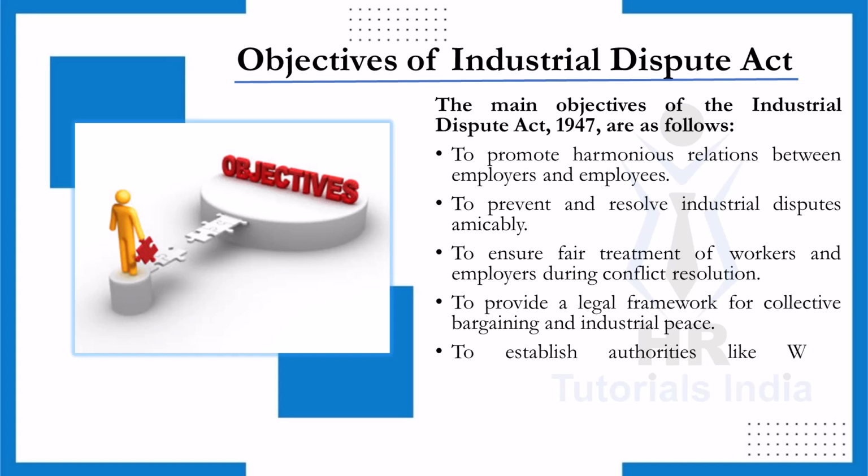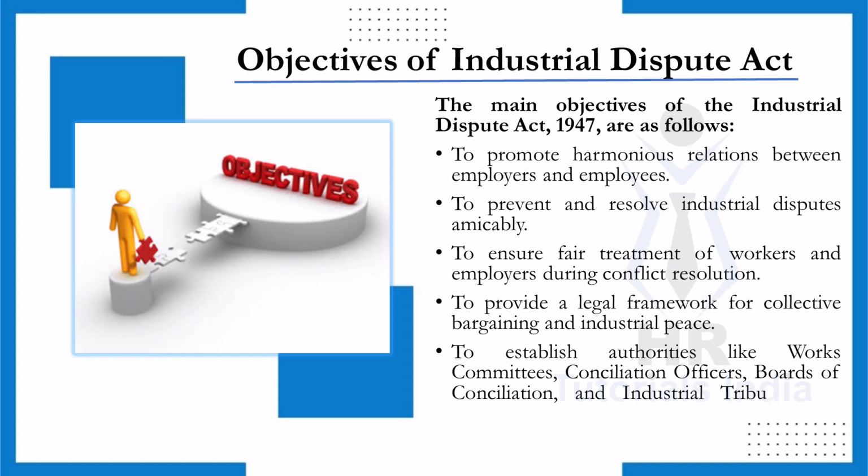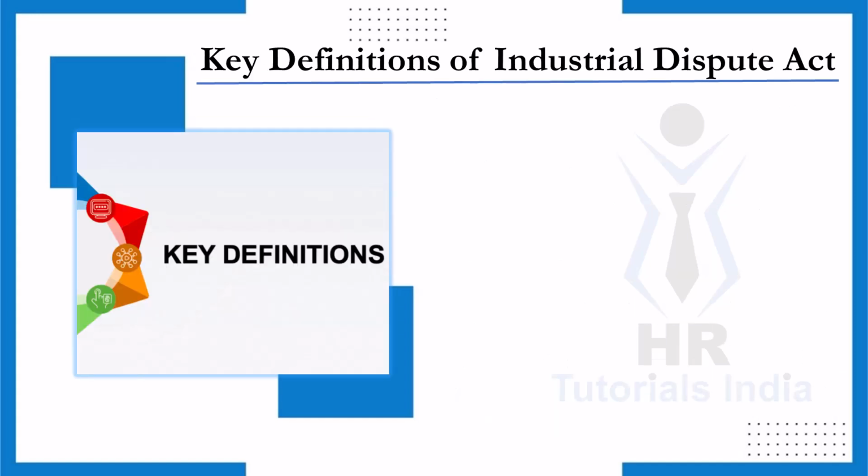Lastly, this act establishes specialized authorities such as works committees, conciliation officers, boards of conciliation, and industrial tribunals. These bodies play a crucial role in investigating and resolving disputes effectively, ensuring justice and industrial harmony. Key definitions of the Industrial Dispute Act. The Industrial Dispute Act 1947 includes several key definitions that form the foundation of understanding and applying its provisions effectively. These definitions clarify the scope and applicability of this act, ensuring that both employers and employees are aware of their rights and responsibilities in the industrial context.